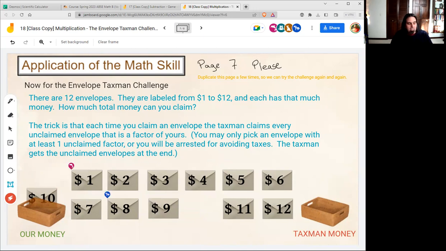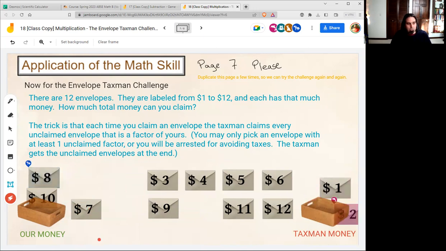So someone says 10, what would the tax man get? 1, 2. Let's not move the 8 quite yet. Let's finish the response to the 10. I'm going to take 8 from the quadra. Let's put it right there.